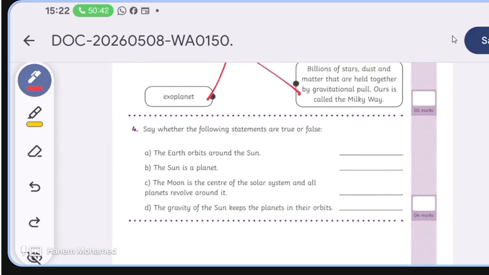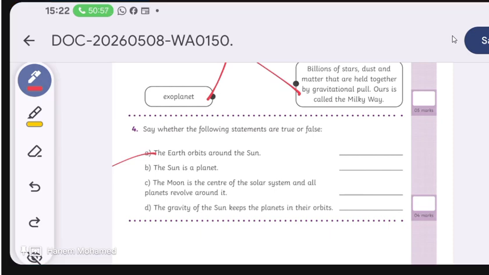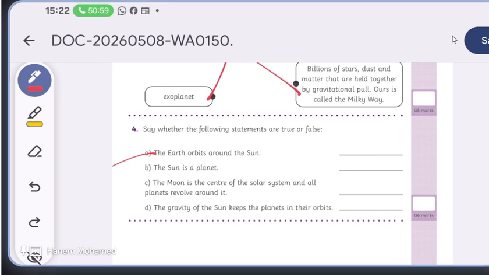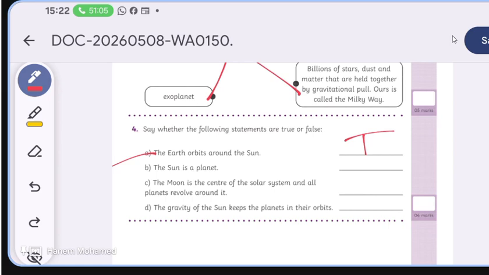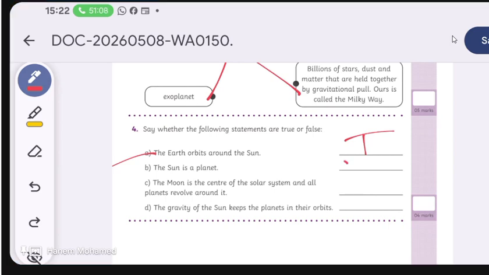So the next one: say whether the following statements are true or false. The Earth orbits around the Sun, true or false? True. And the Sun is a planet? True. The Sun is a star.